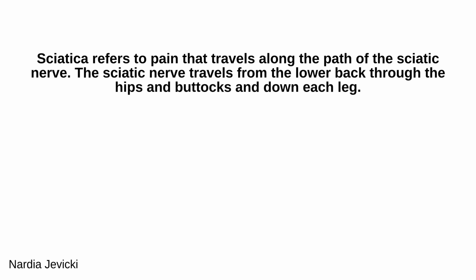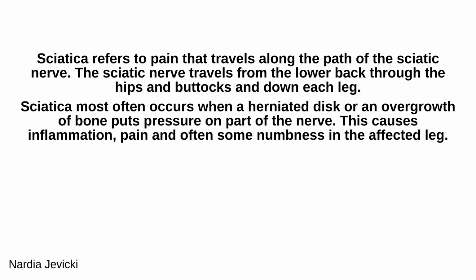Sciatica refers to pain that travels along the path of the sciatic nerve. The sciatic nerve travels from the lower back through the hips and buttocks and down each leg. Sciatica most often occurs when a herniated disc or an overgrowth of bone puts pressure on part of the nerve. This causes inflammation, pain and often some numbness in the affected leg.